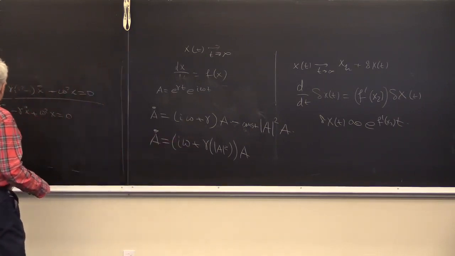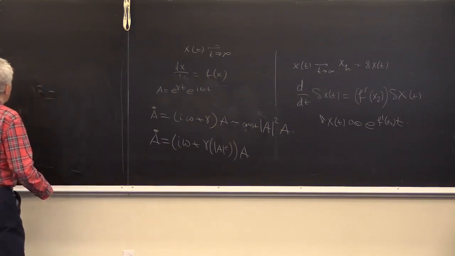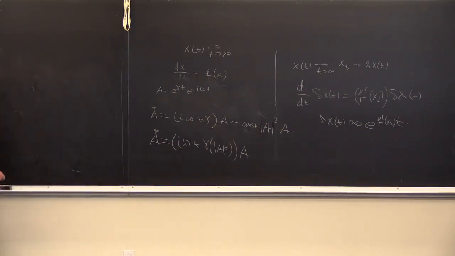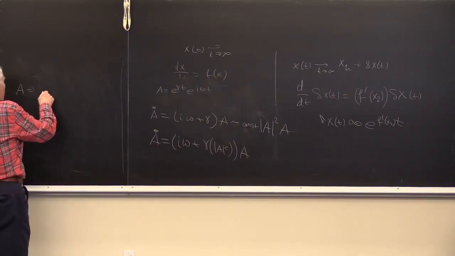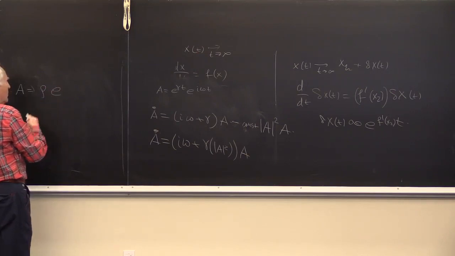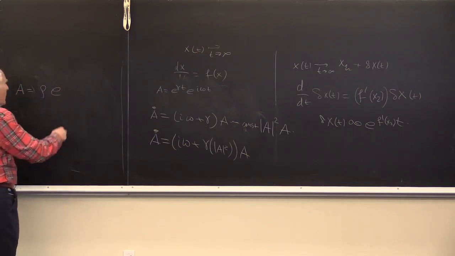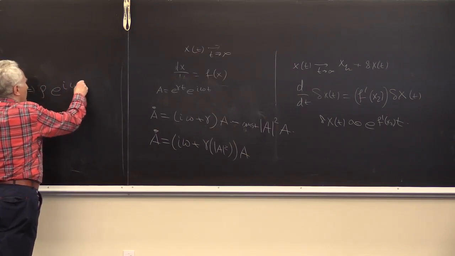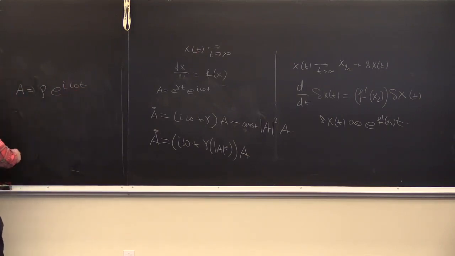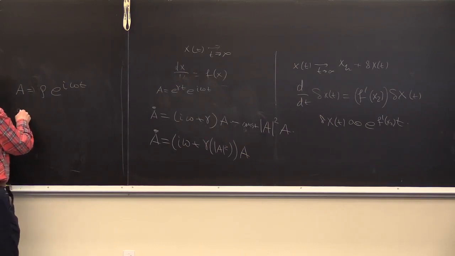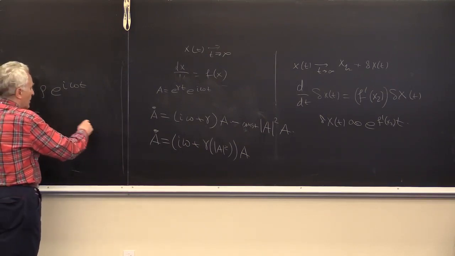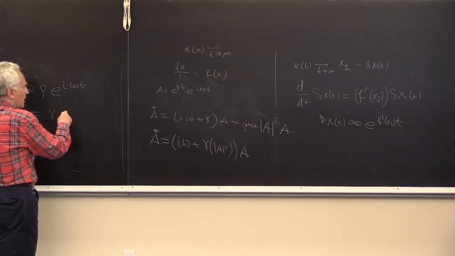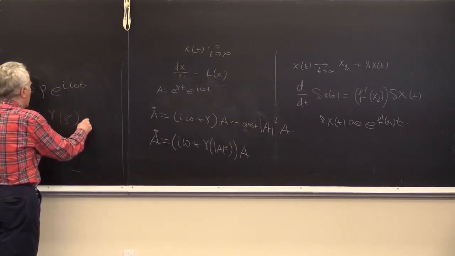Now let's analyze this equation, and we will learn some interesting things about it. Let's change variable. Let's write A as the absolute value multiplied by e to the i omega t. When we substitute it, we will get simply rho dot equal to gamma as a function of rho square multiplied by rho, as the i omega disappears.